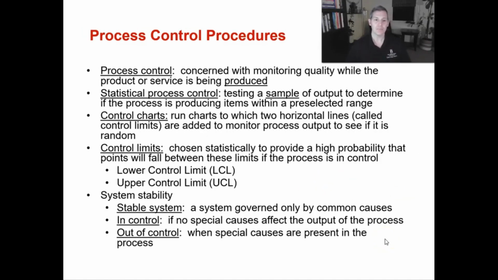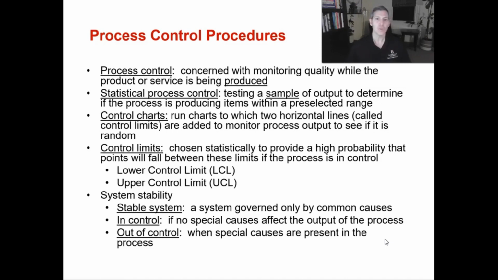So this slide's got a lot of meat to it. There's various process control procedures and definitions. Process control is concerned with monitoring quality while the product or service is being produced. Okay, so process control is making sure that your process is running smoothly, and if it's not, that you catch things while you are still producing them. Statistical process control is testing a sample of output to determine if the process is producing items within a pre-selected range.